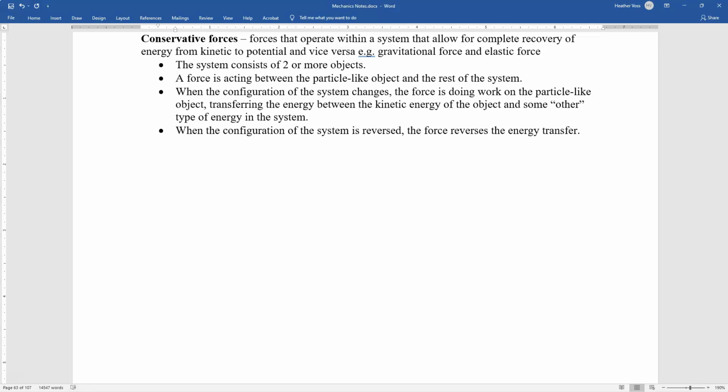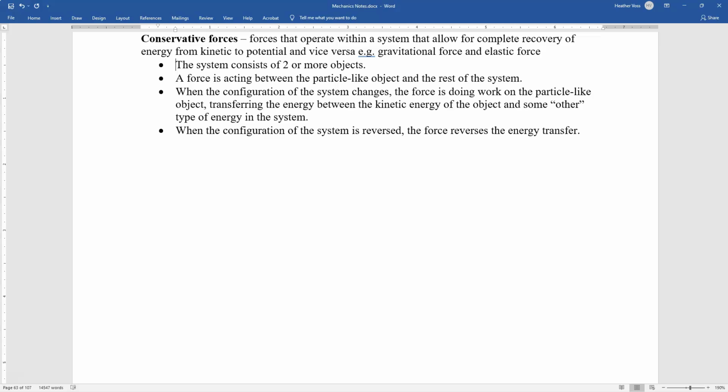A few examples we're familiar with are the elastic force, like when we were working with springs or hair ties or rubber bands, as well as the gravitational force. There are a few things that have to be in play before we can look at whether or not we're dealing with a conservative force. To start with, the system has to have at least two objects. And there has to be a force acting between a particle-like object and the rest of the system.